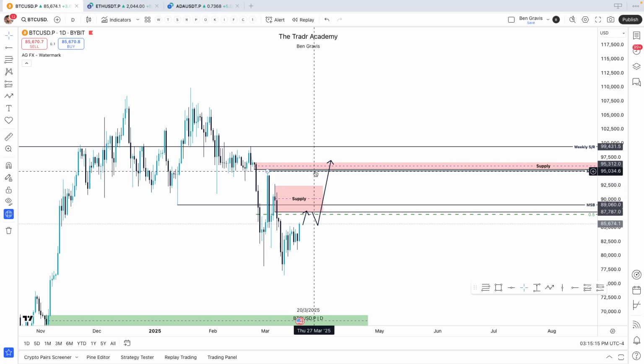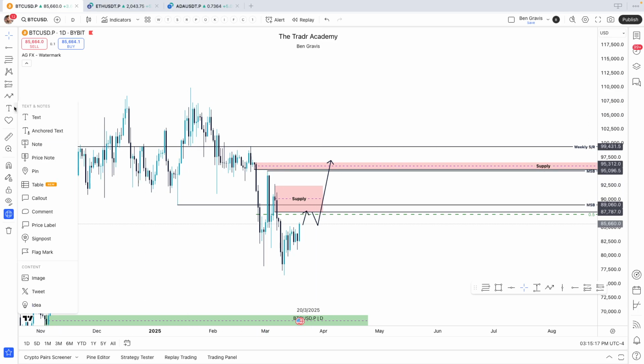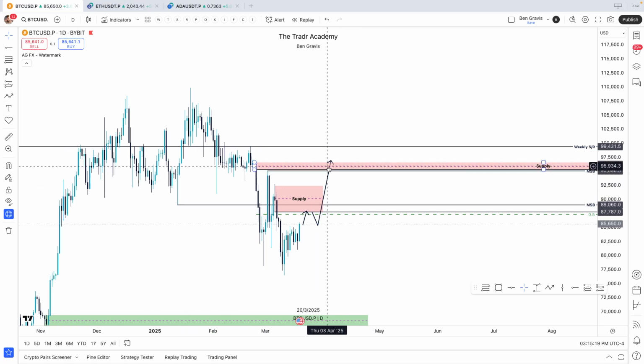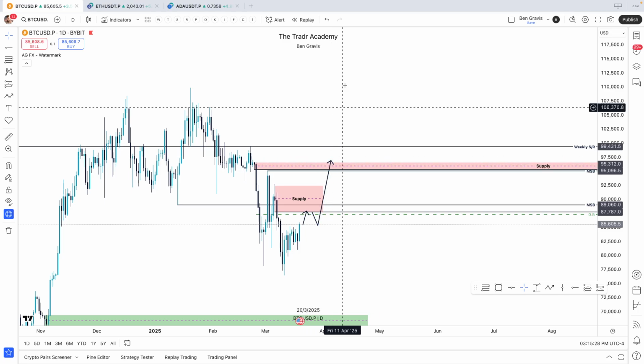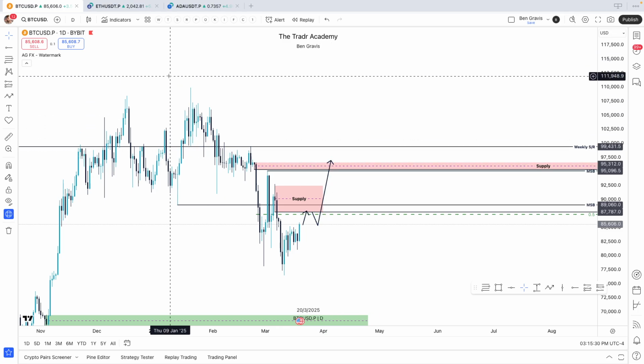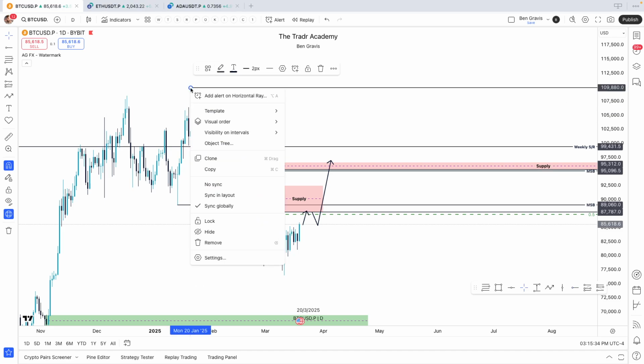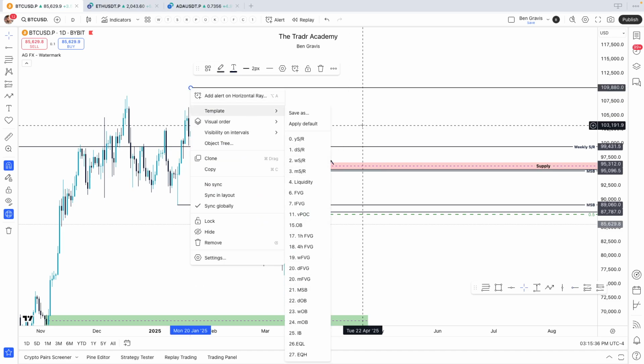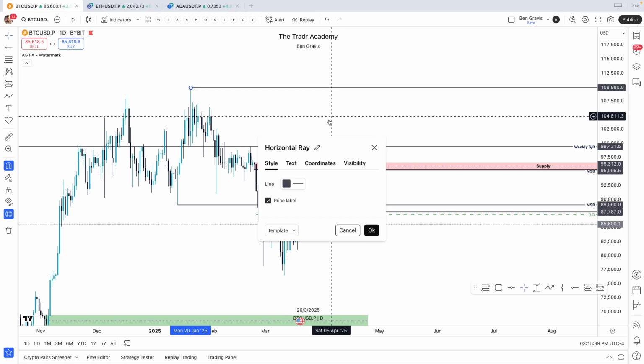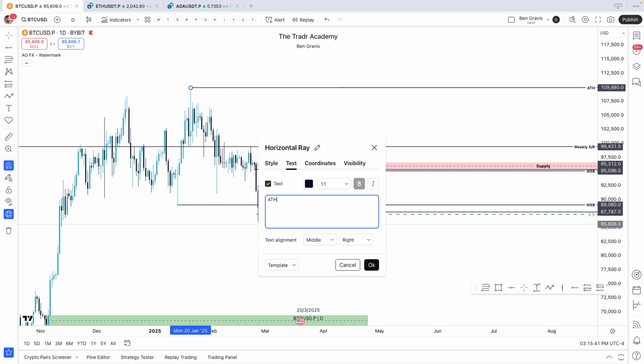If we close above that zone on the daily, we have a market structure break again, and then it will be tricky because I think we might then push for the highs because there are no inefficiencies here again. So this could basically hit ATH then, ATH.